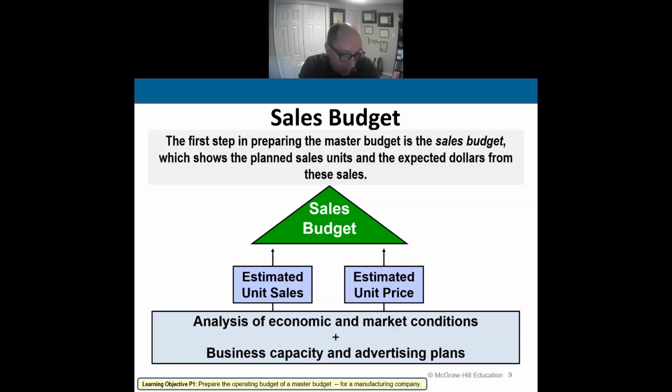The sales budget tells me how many units I plan to sell and the price I plan to sell those things at, right? So it's relatively simple. I take the number of units I expect to sell times the estimated sales price. That gives me my total sales budget.